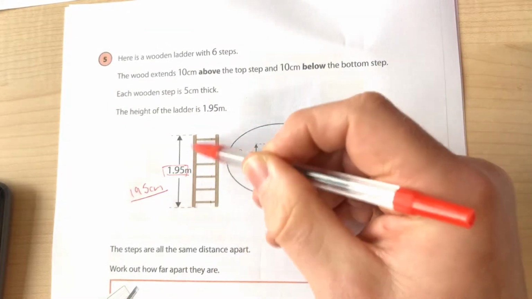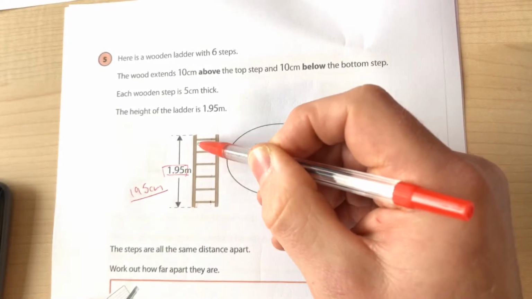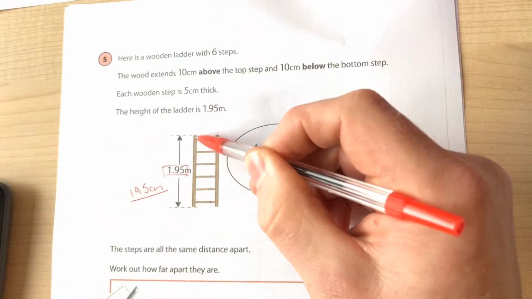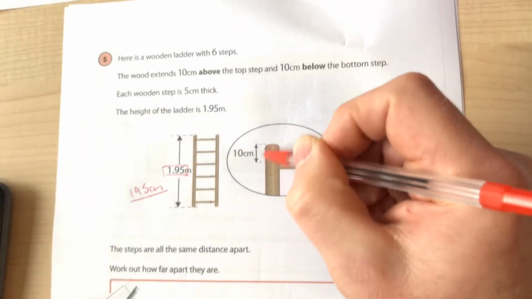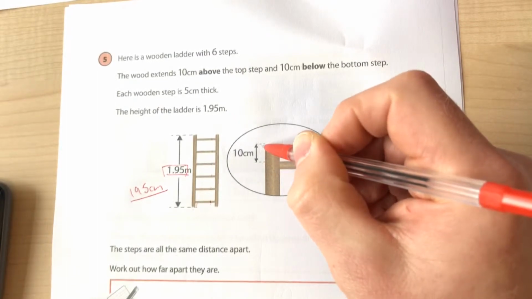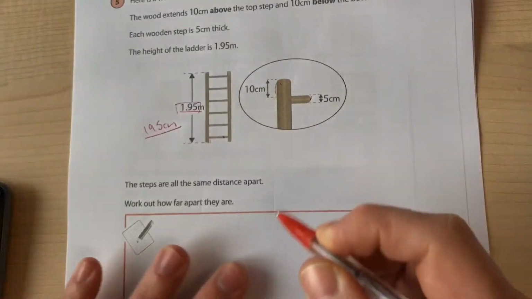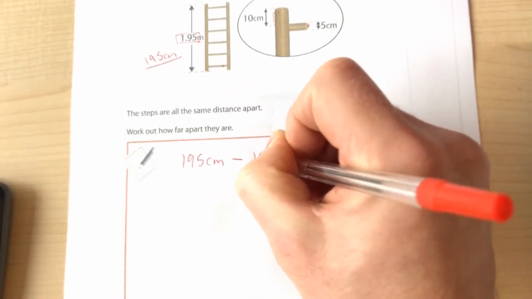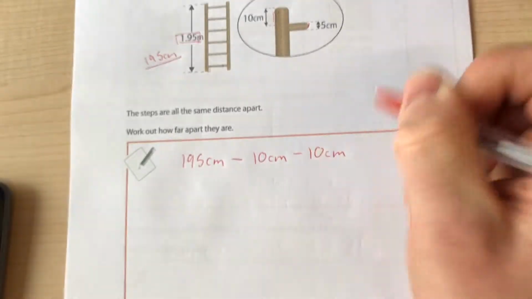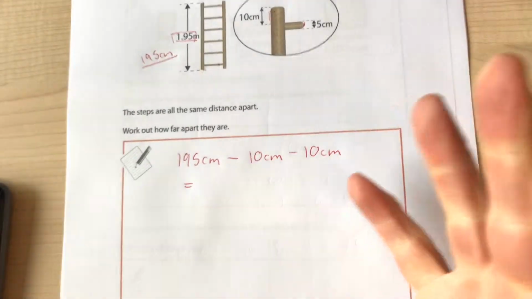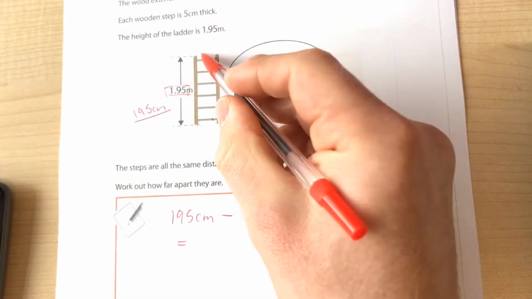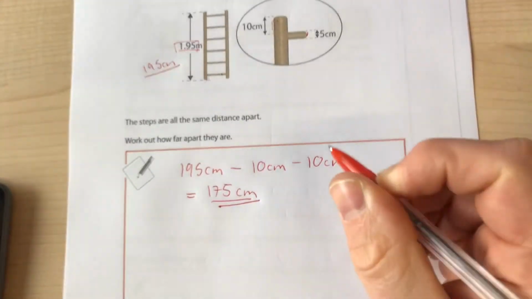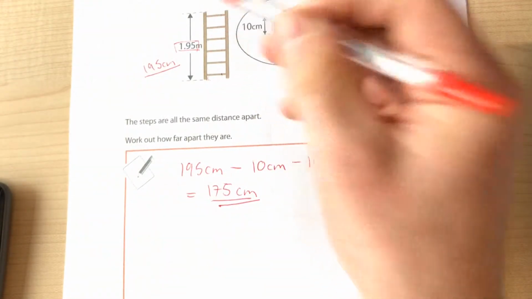Well, if we know the total height of the ladder is 195 centimetres, but we've got this little overhang at the top and the bottom of 10 centimetres, let's start by taking off the 10 centimetres from the top and the bottom. So that is 195 centimetres, take away 10, and then take away another 10. We could have taken away 20, because we know there's 10 at the bottom, 10 at the top, which is 175 centimetres.